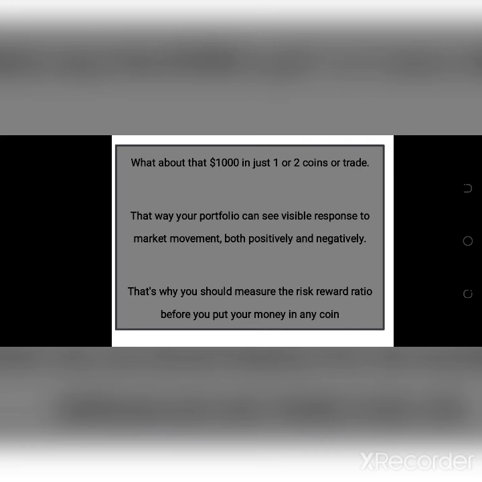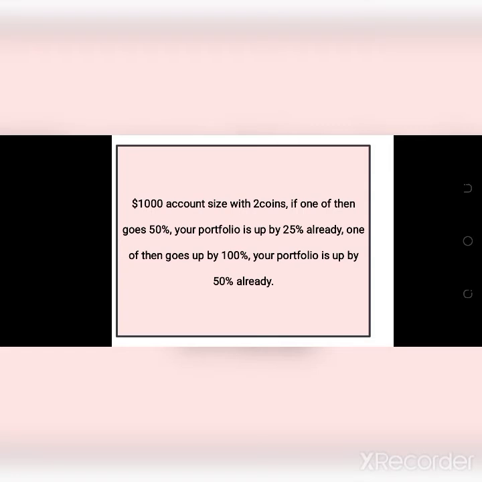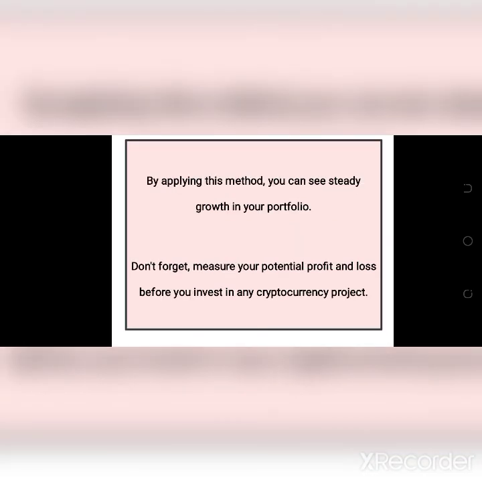So if one of those gems goes 50% up, your entire portfolio is already up by 25%. If one of those gems goes 100% up, your entire portfolio is already up by 50%. So even if the other one is going down, the other one will cover up for the loss with the profit. Do you understand? So with a $1,000 account size and two coins, if one of them goes 50%, your portfolio is up already by 25%. If one goes up by 100%, your portfolio is up by 50% already. So by applying this method, you can easily see steady growth in your portfolio.